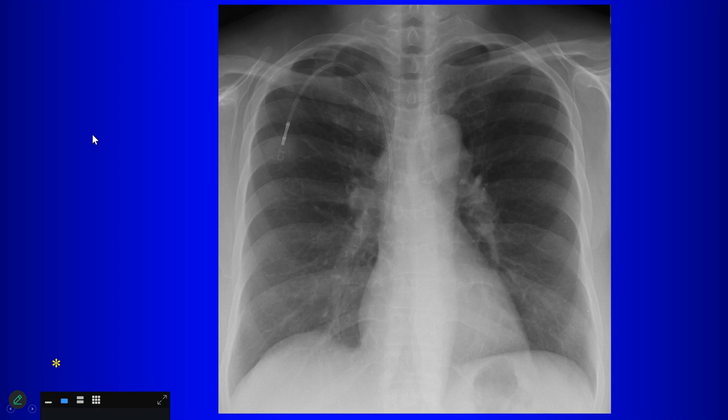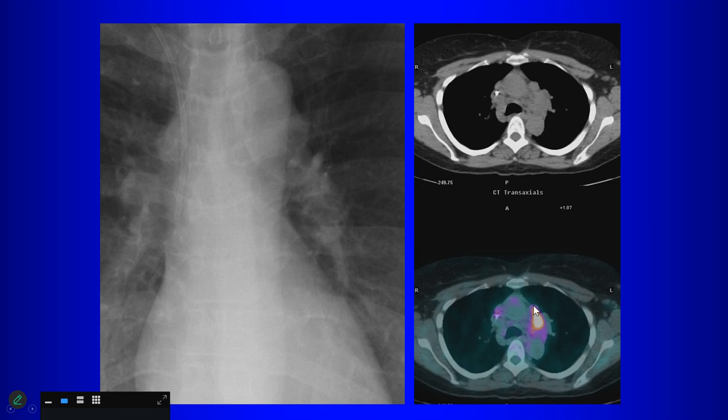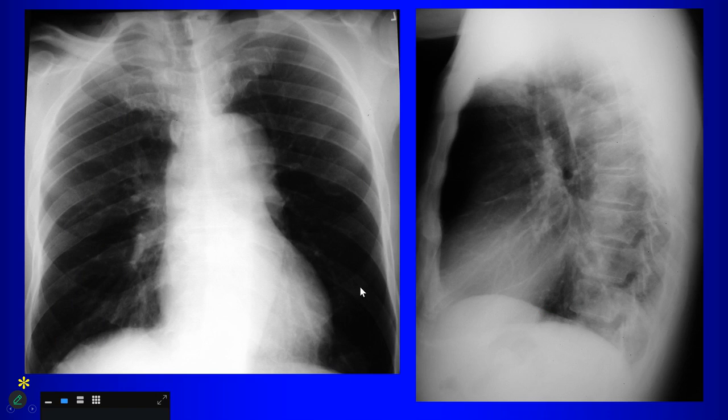This guy? We have one vote for right perihilar. What? AP window. What do you think? Both. Definitely, though, the AP window, right? There's something bulging out from the AP window. Definitely abnormal lymphadenopathy. Right? That's AP window lymphadenopathy. Okay? This guy?